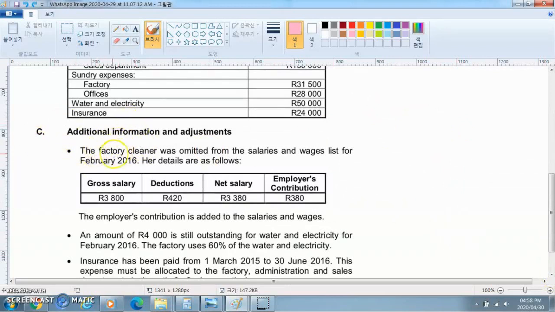It looks like there is extra information here in note number C, relating to the other factory workers. They're saying the factory cleaner was omitted. Remember, the word omitted means left out, or missing, from the salaries and wages list for February 2016. And then they're saying her details are as follows.